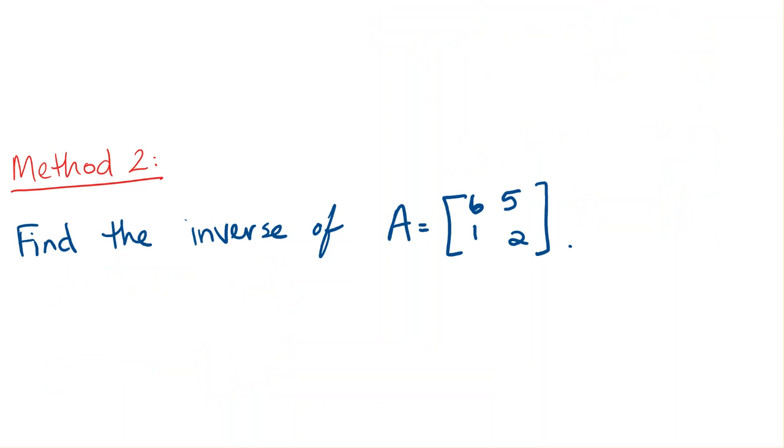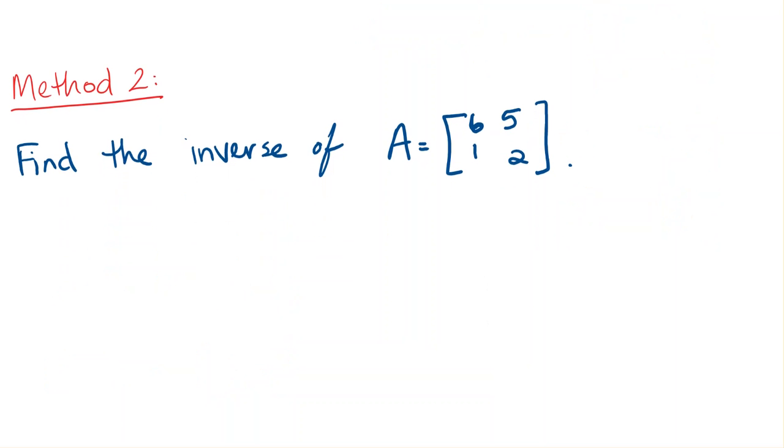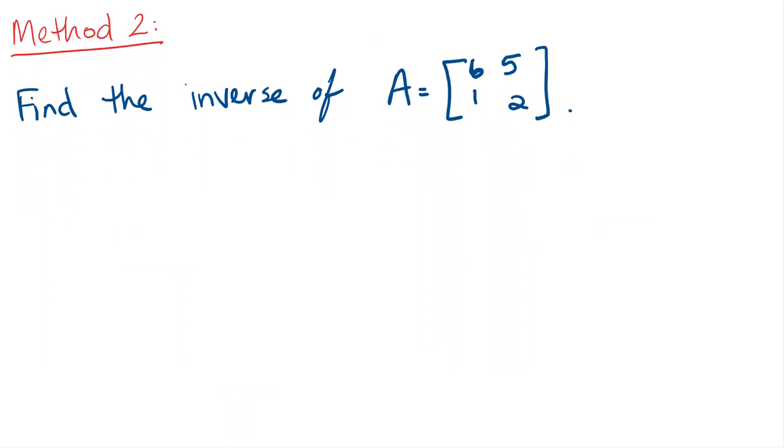Now we're going to attempt the same problem, but with a different method. This method is particularly helpful as we extend to maybe a 3 by 3 matrix, finding its inverse. So in this different method of finding the inverse, we will write down the matrix.